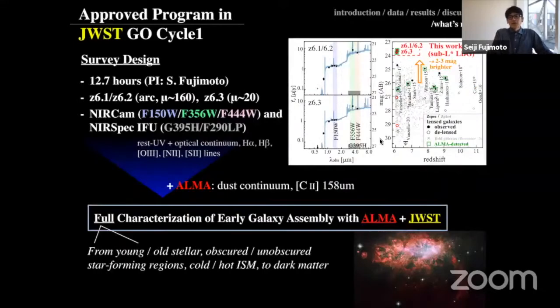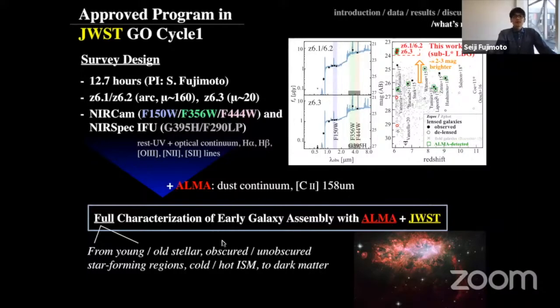So we have studied the cold ISM property with ALMA. So what's next? We are really happy to be informed that our follow-up JWST program targeting the two brightest multiple images is approved in Cycle 1. By using NIRCam deep imaging and NIRSpec IFU, and thanks to the brightest property so far confirmed at redshift over 6, we will achieve the full characterization of early galaxy assembly with ALMA and JWST.